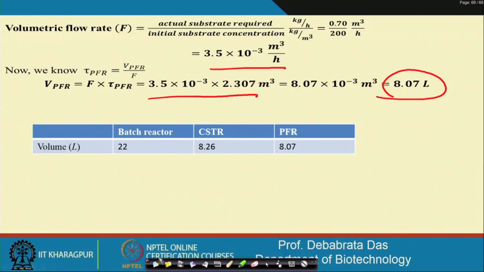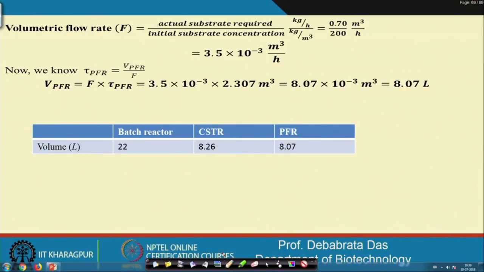Now, if you compare the volume required: in case of batch process it is 22 liter, in case of CSTR it is 8.26 liter, and in case of plug flow reactor it is 8.07 liter. So as far as reactor design is concerned, if anybody asks you which reactor will be suitable for carrying out this process, the answer should be the plug flow reactor.